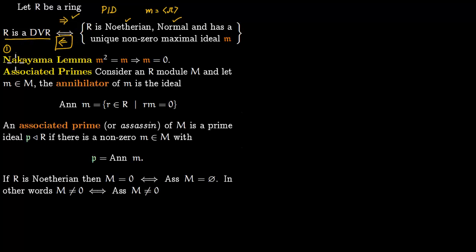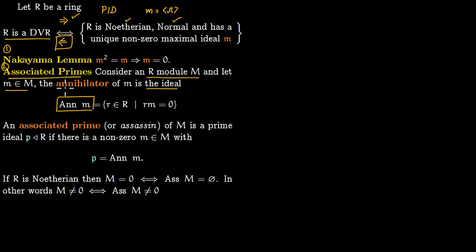So the first fact is about Nakayama's lemma. So if you have M square is equal to M, that would imply that M is 0. Second thing we want to introduce is associated primes. So consider an R module M, and say there is an element m in M. So the annihilator of this m is an ideal, which is precisely the elements of the ring R which, when multiplied by m, give you 0. So they kill m. So if you multiply m by elements of R which give you 0, that gives you this thing called the annihilator of m, and this is an ideal.